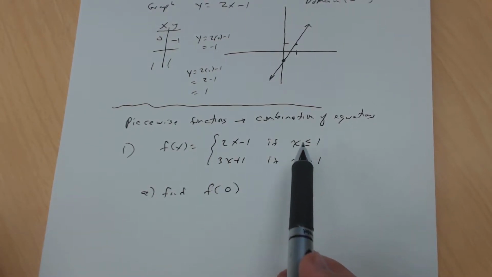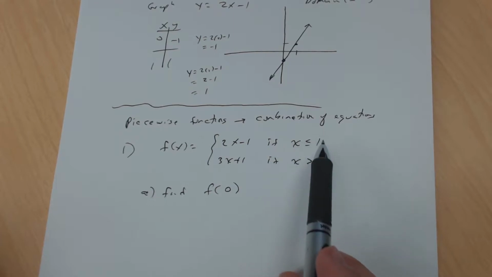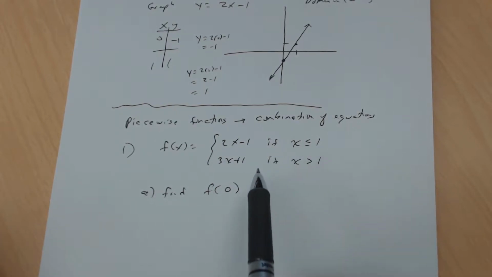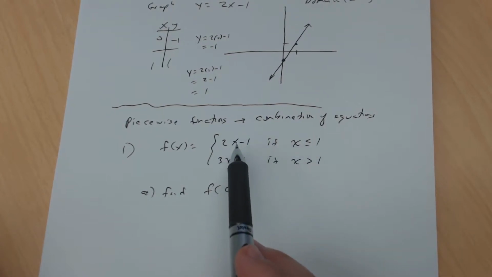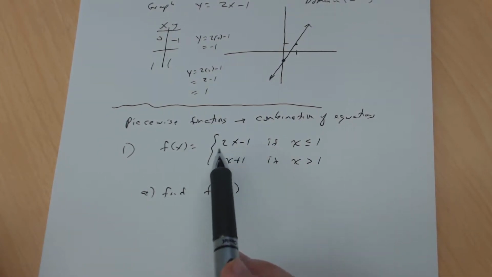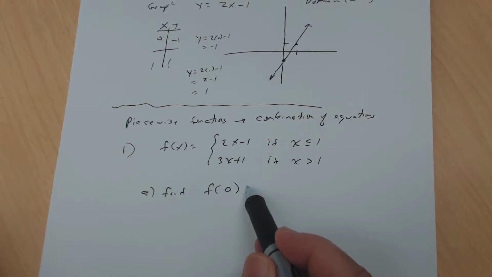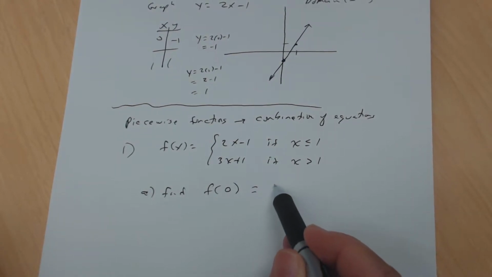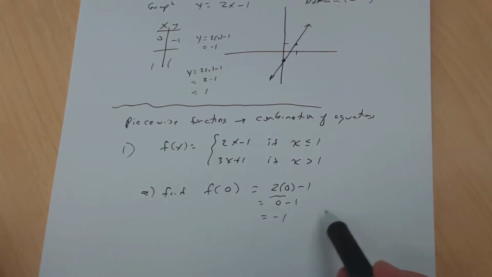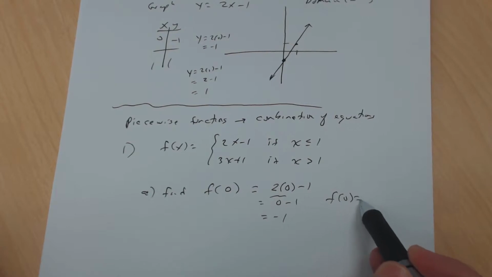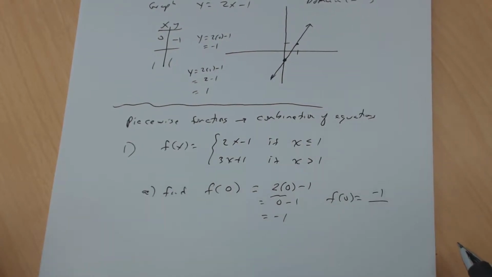Is 0 less than or equal to 1? The answer is yes, so 0 is in here. So I'm going to have to use this function here, 2x minus 1. So f of 0 is going to equal 2 times 0 minus 1. 2 times 0 is 0, and 0 minus 1 equals negative 1. So f of 0 equals, in the blank, you'd put negative 1.